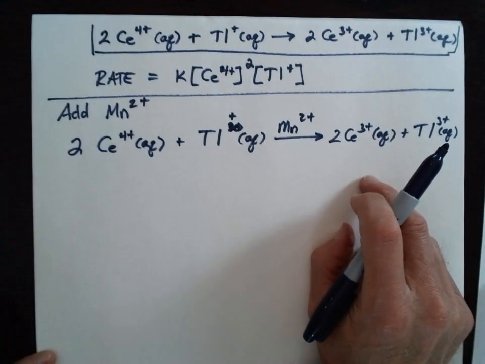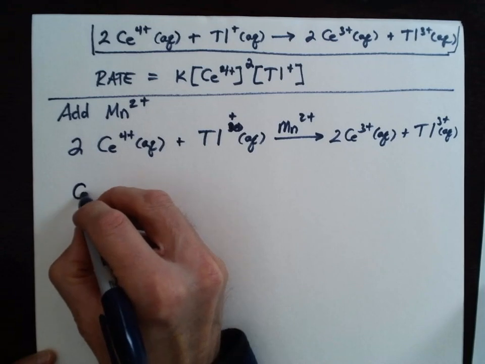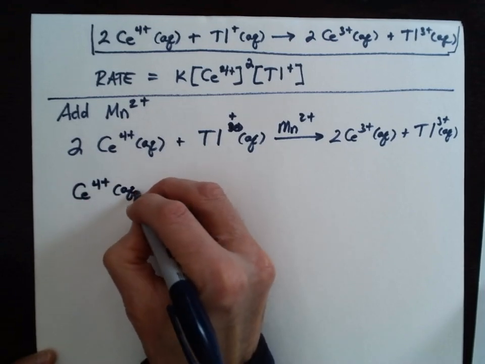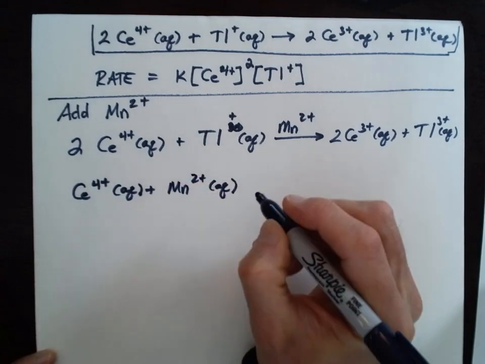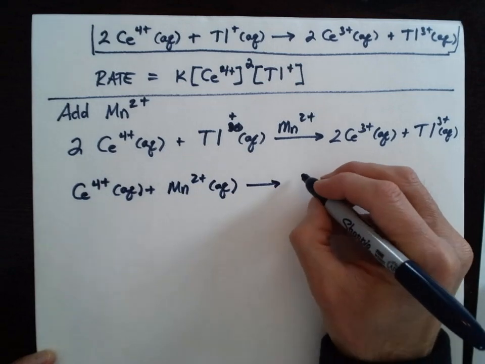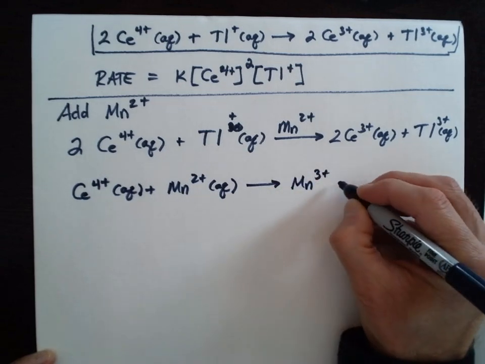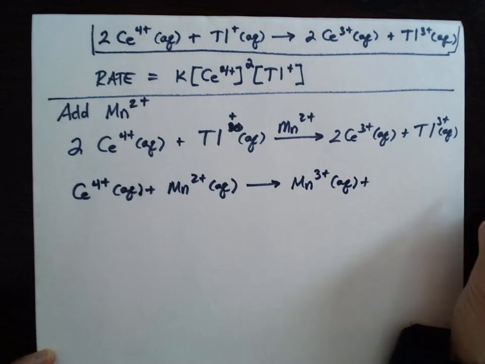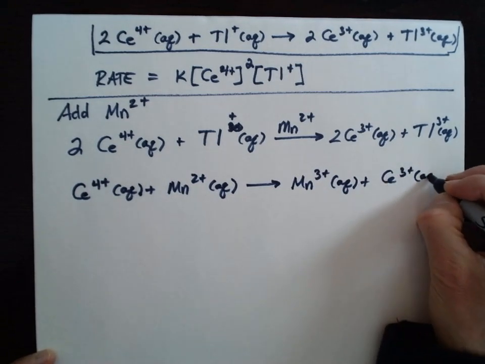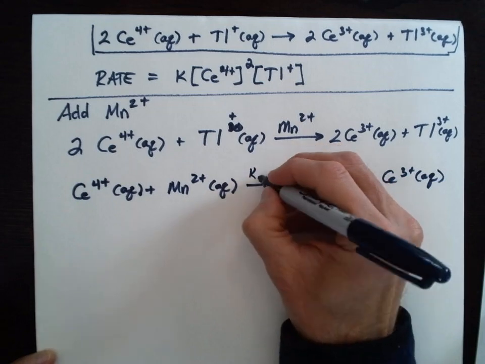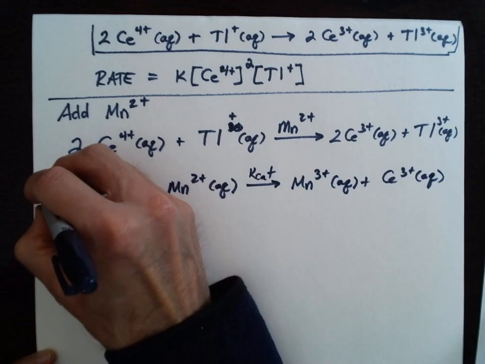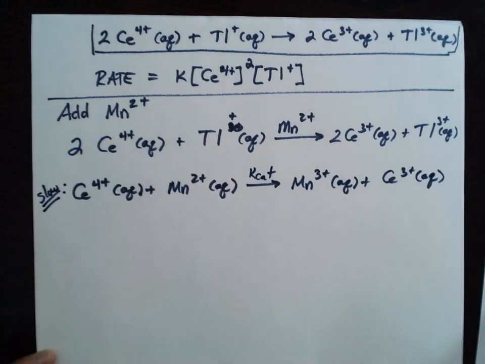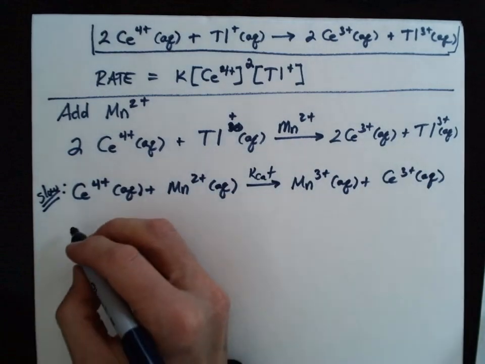And here's how it works. We have a cerium-4 ion. That's going to react with a manganese 2 ion, and that's going to form a manganese 3 ion and a cerium 3 ion. And we'll say this proceeds at rate constant K cat for K catalysis. And this is the slow step, by the way. So the slow step, that's going to be the one that drives how fast the reaction occurs. And then the next two steps occur very rapidly.